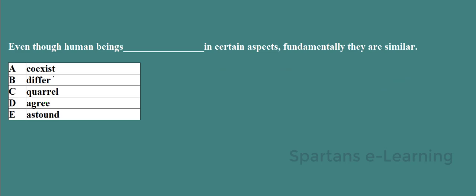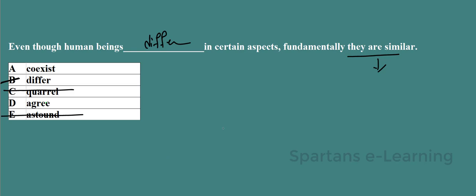Here the options are coexist, differ, quarrel, agree, astound. Now first of all, remove all the irrelevant options, right? Quarrel is irrelevant, astound is irrelevant, astound is surprised. Okay, now coexist, differ, agree. Even though, here we need something similar and we need something different here, right? So directly we have that option, differ. Even though human beings differ in certain aspects, fundamentally they are similar.